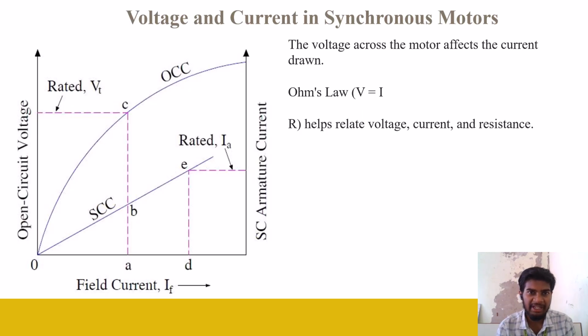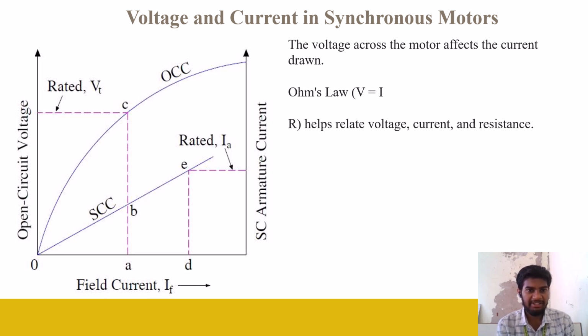And coming to voltage and current in a synchronous motor. The voltage across the motor affects the current drawn. With the help of Ohm's law, V equals IR, which helps relate voltage, current, and resistance. By seeing this graph, we have the relation between field current, open circuit voltage, and short circuit voltage.